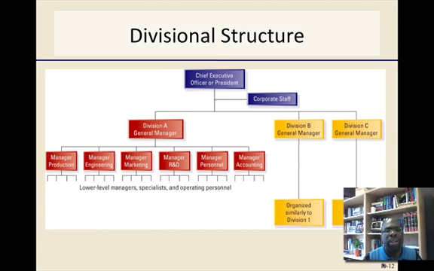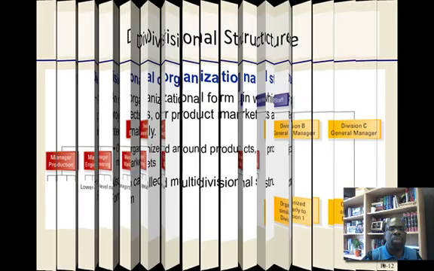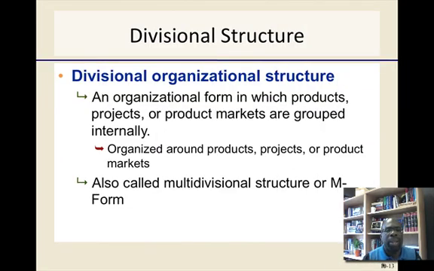The divisional structure looks like what we see on the screen, and also it is one of the most common structures. It is an organization form in which the products, the projects, or product markets are grouped internally. In other words, the organization will group all activities that correspond to the same products together and all markets together. And so it is usually organized around products, as we said, projects or product markets. It is also called the multi-divisional structure or the M form of organization.